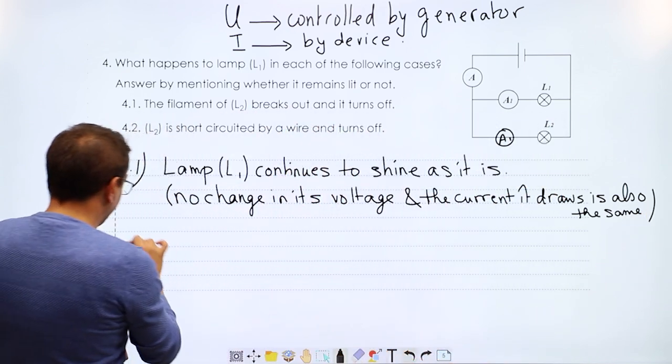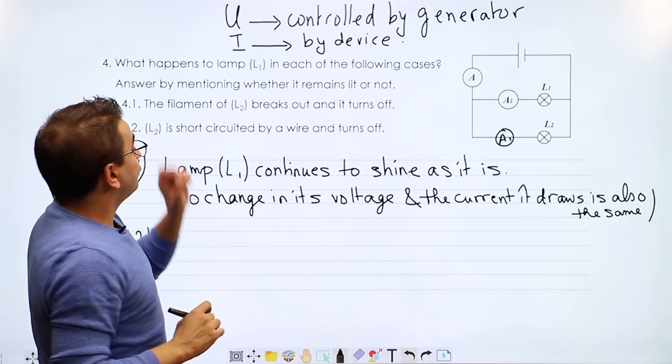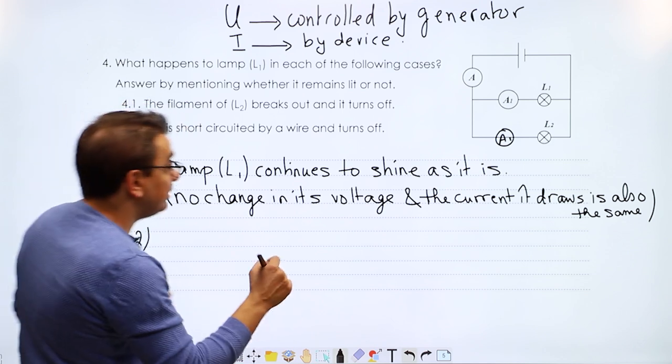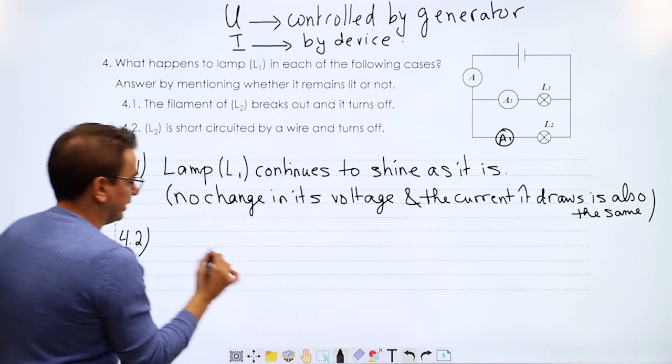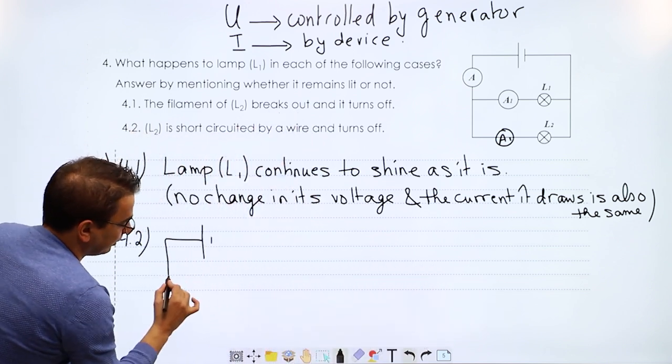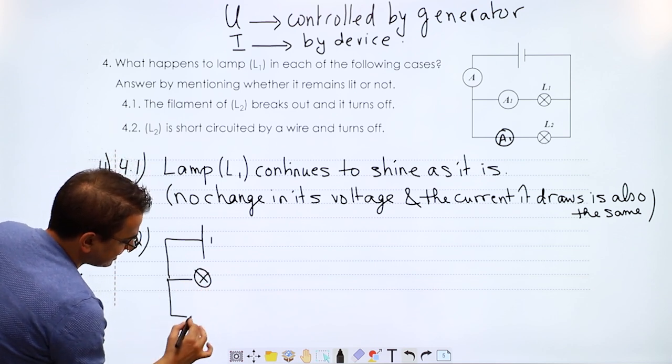In the second part, 4-2, L2 is short-circuited. I will draw this figure. I will draw this to discuss according to it. Let me draw it here. So I will just draw it without ammeters. I just need to focus on the lamps, yes?